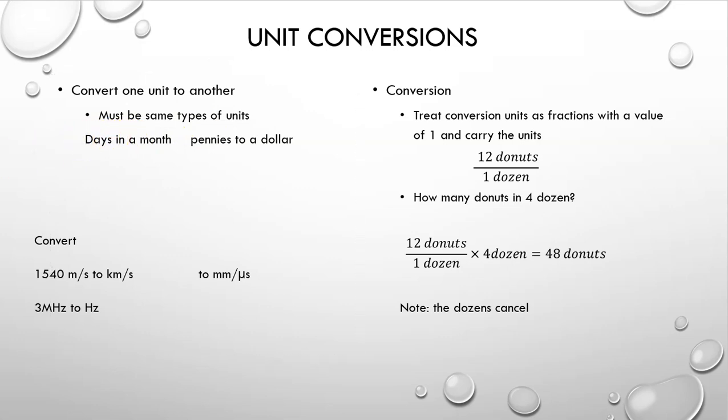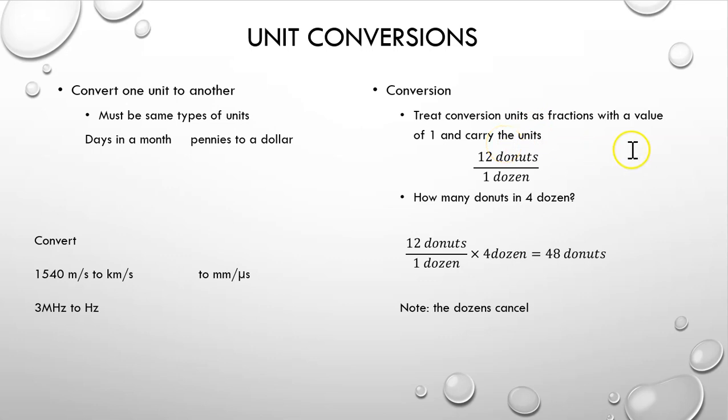We can also convert pennies to $1. There's 100 pennies to $1. So $1 equals 100 pennies. Those are identical. In ultrasound, we might have to convert 1540 meters per second to kilometers per second. So we have to find out how to do that. How about if we need to convert 3 megahertz to hertz? We have to be able to do that. So how do we do that kind of conversion?